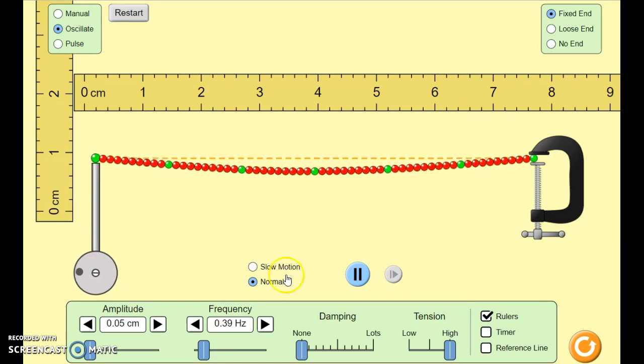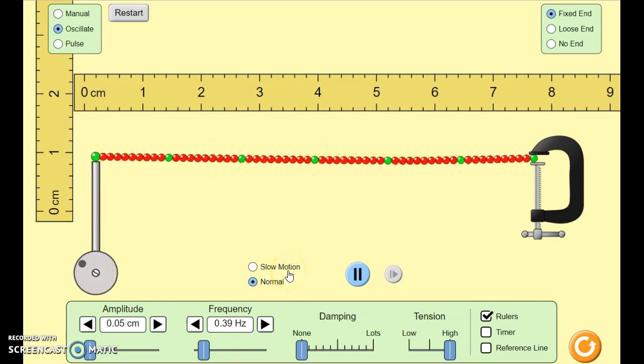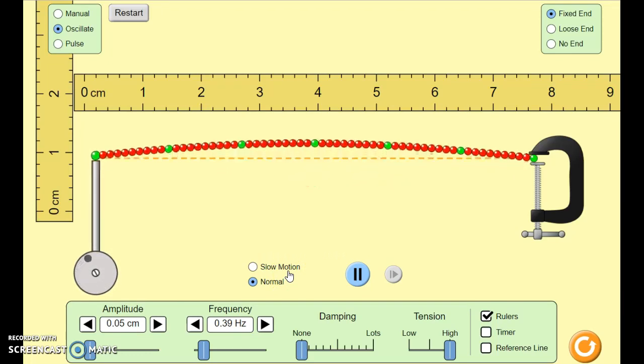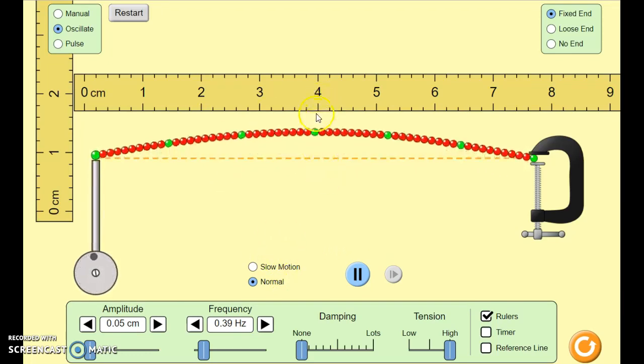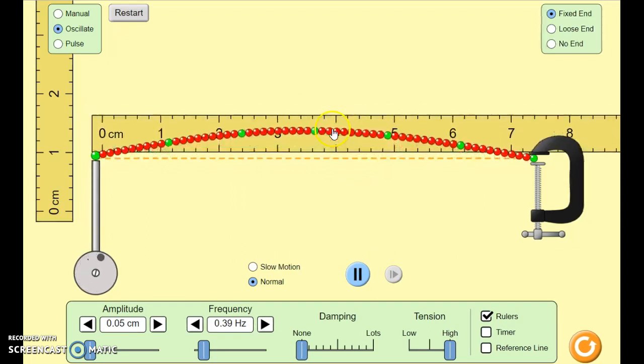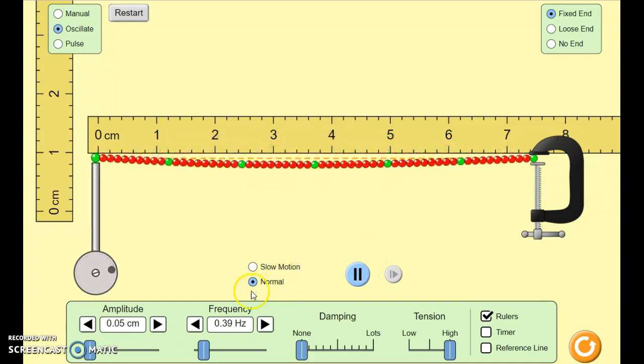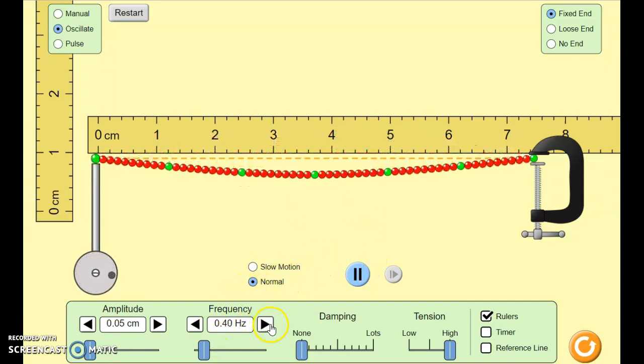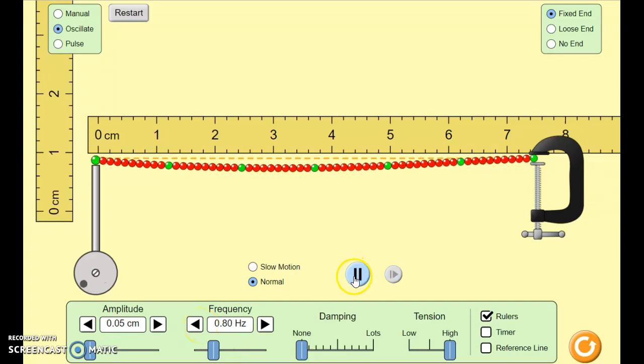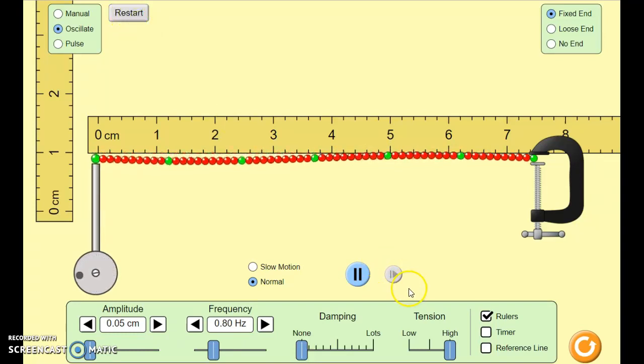And I want you to notice how this wave doesn't really seem to travel very much. Each one goes up and down, but the crest stays in the same spot, right there in the middle. Okay. Now I want you to see what happens when I double the frequency. The frequency is now 0.4, but I'm going to make it 0.8 hertz. There we go. I'm going to hit the restart button so you can really see what happens.